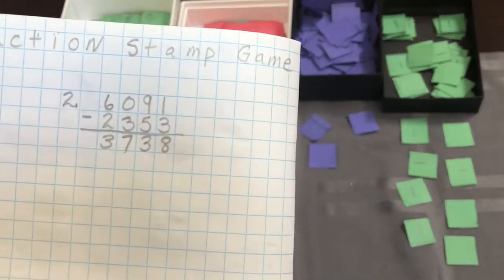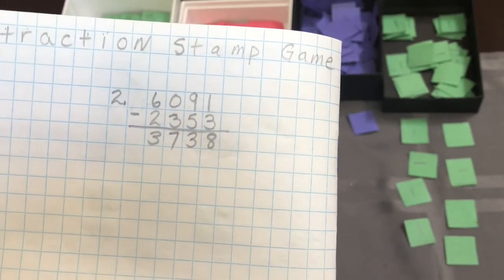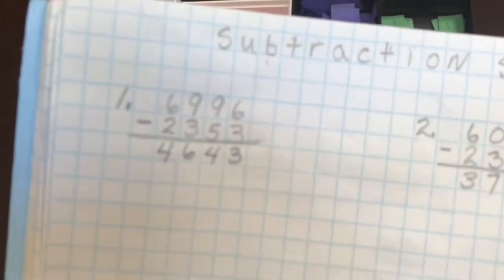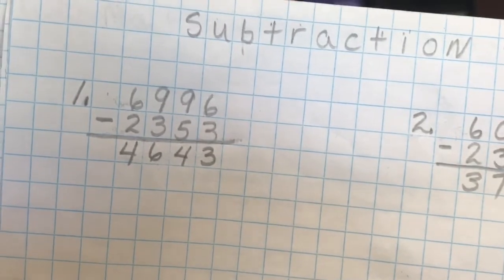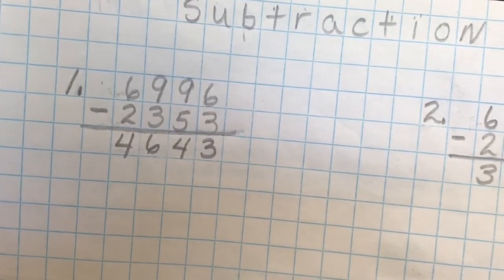So that is called dynamic subtraction with the stamp game. And our first one was our static, where there's no carryovers or no borrowing.